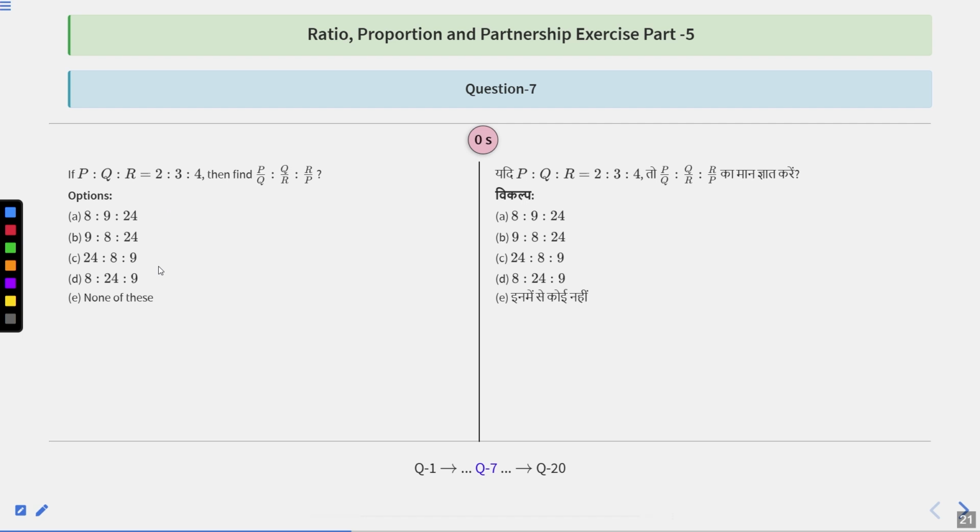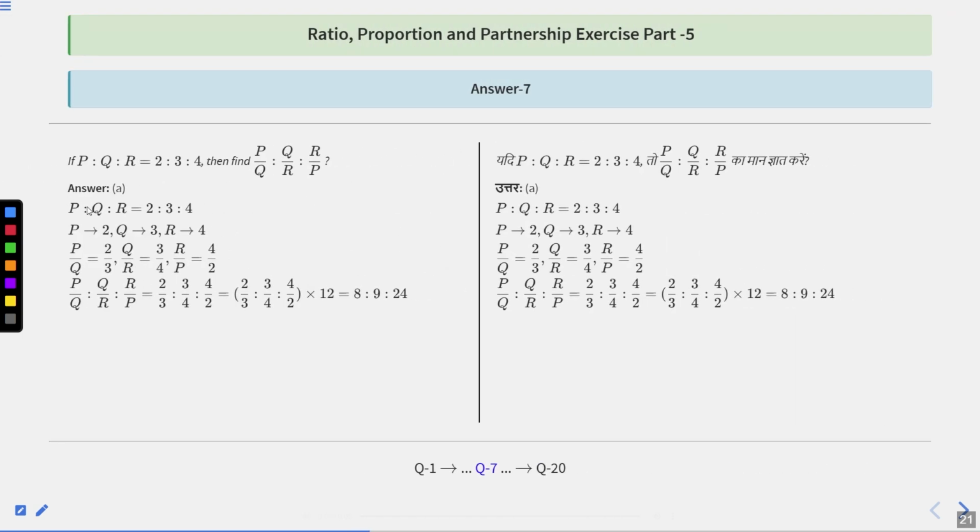Now time's up. Let's see the solution. The question says that it is given that P ratio Q ratio R is 2:3:4. So we can say that the value of P is 2 units, the value of Q is 3 units and the value of R is 4 units. So we can write P by Q equals 2/3, Q by R equals 3/4 and R by P equals 4/2. So when we put it in ratio form, we can write 2:3, ratio 3:4, ratio 4:2.